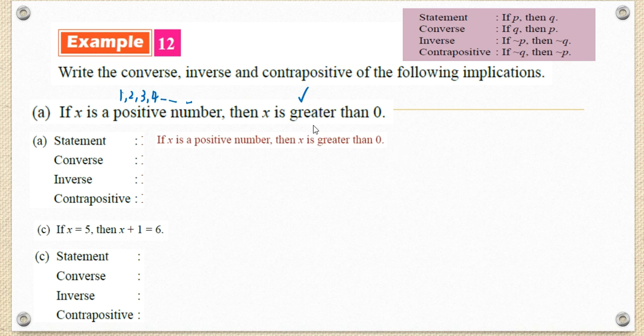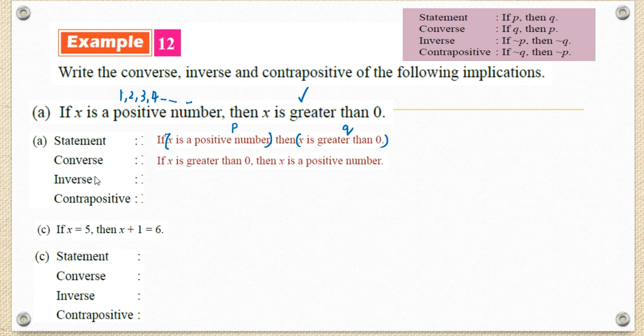Then they want a converse. Converse means you change the position. If Q, then P. This is your P. Then x is greater than 0, this is your Q. So the Q will come first. If x is greater than 0, then x is a positive number. Okay, this is converse.